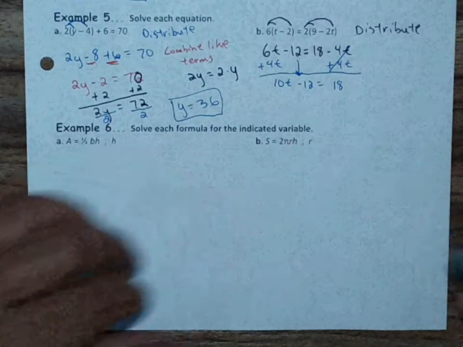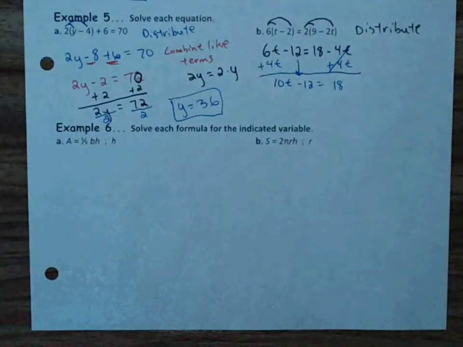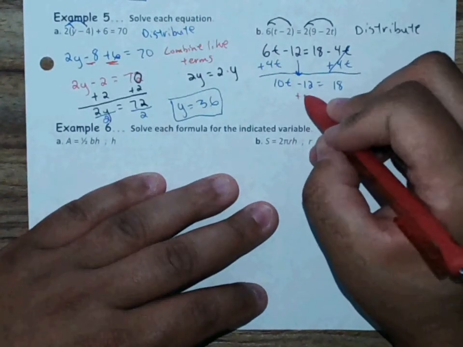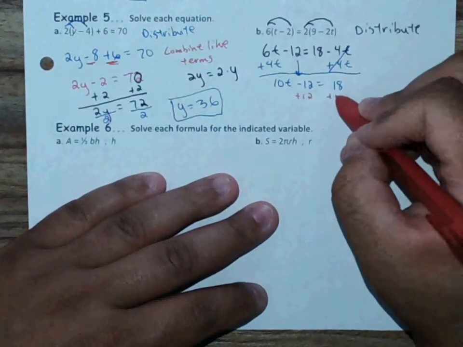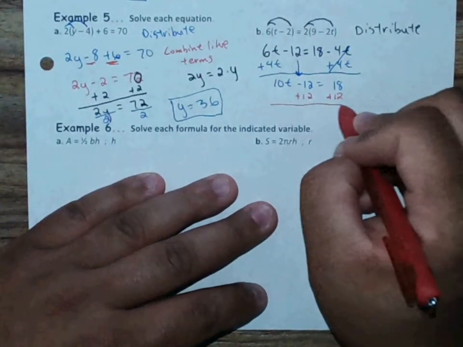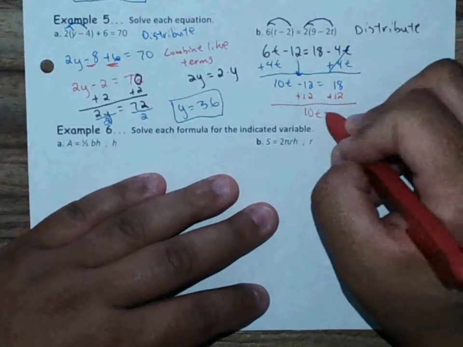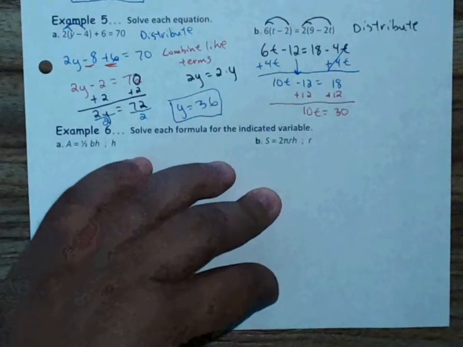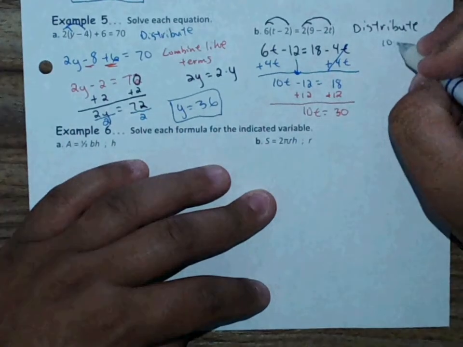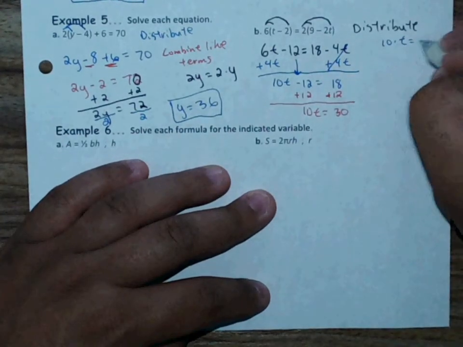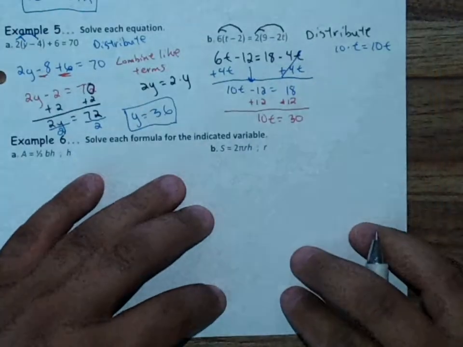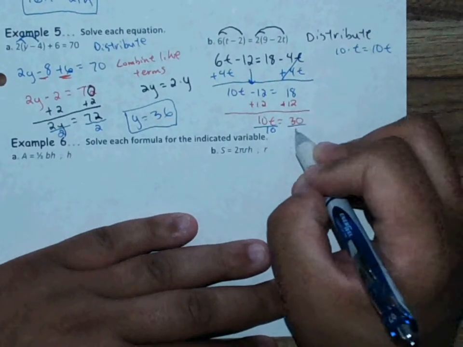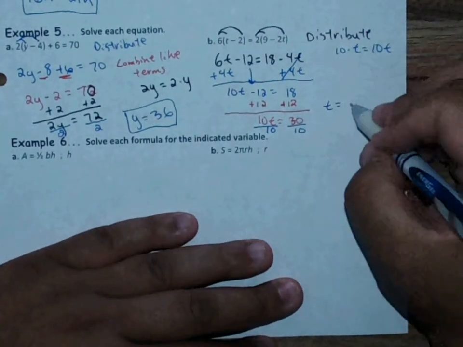And now I've got to get my variable by itself, so I need to move this minus 12. The opposite of subtraction is addition. So I'm going to add 12 to both sides. And I've got 10t is equal to 30. And again, this 10t is the same thing as saying 10 times t. Make sure you all can see it. So to undo multiplication, I'm going to divide by 10, and I get t equals 3.